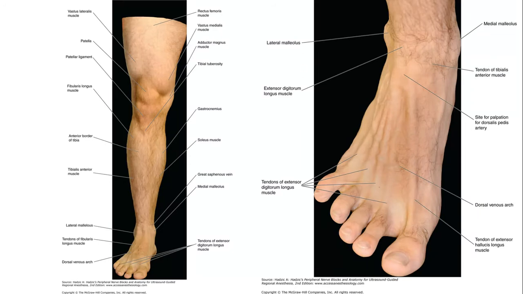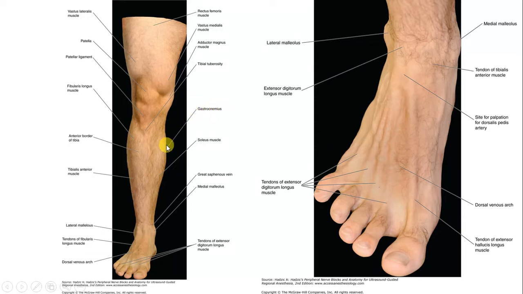So here we can see the anterior compartment of the leg covered by the skin, and certain markers can be appreciated over the leg. Here in this slide we are seeing the patellar ligament which is attaching to the tibial tuberosity. It is coming from the patella. Above it was the quadriceps tendon which is attaching to the upper border of the patella. From the inferior border, the lower border, the patellar ligament is coming down and attached to the tibial tuberosity.